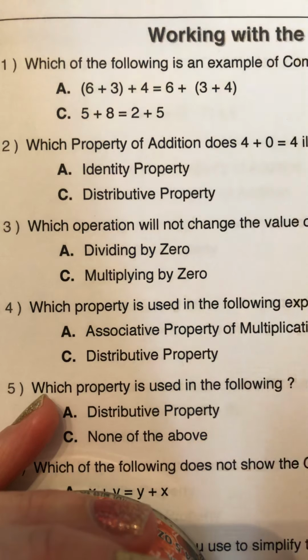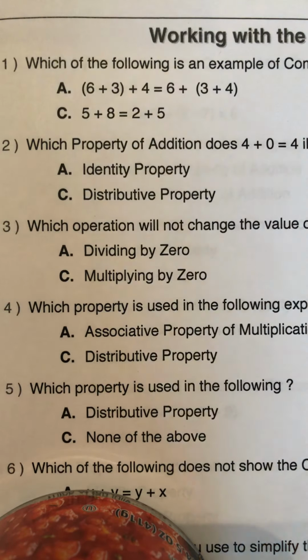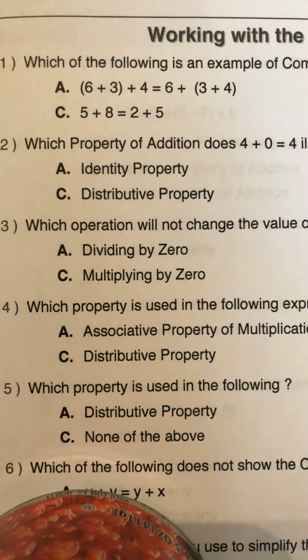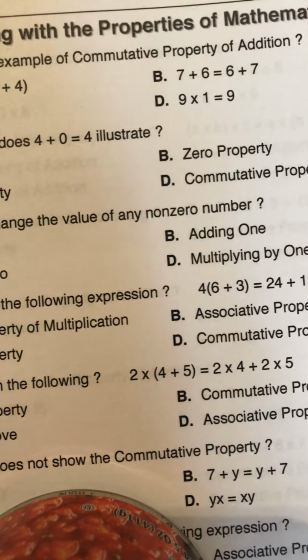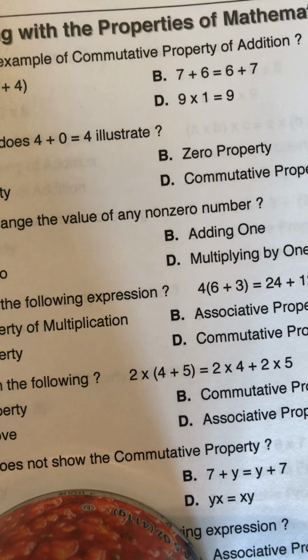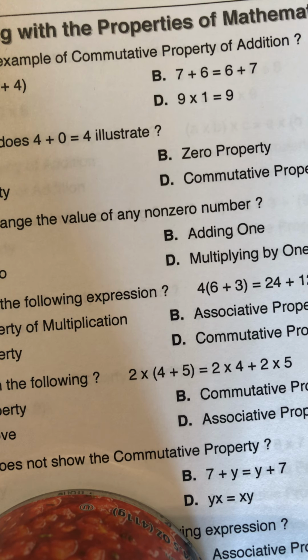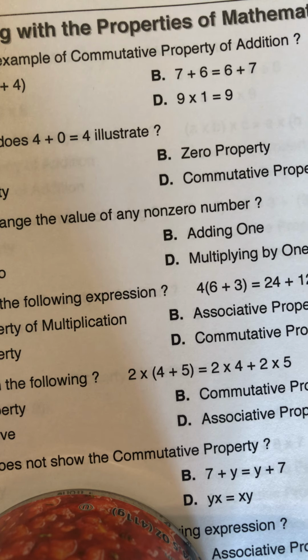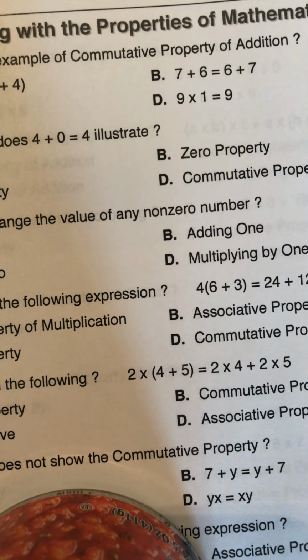If you look at number 1, it's asking you which of the following is an example of the commutative property of addition. So when you see this problem, immediately go to commutative property of addition on your sheets from yesterday, and that should help you understand. It says when two numbers are added, the sum is the same regardless of the order of the addends. So the order is different, but the answer would be the same. So we've got to figure out which of those is an example of the order being different, but the sum being the same.